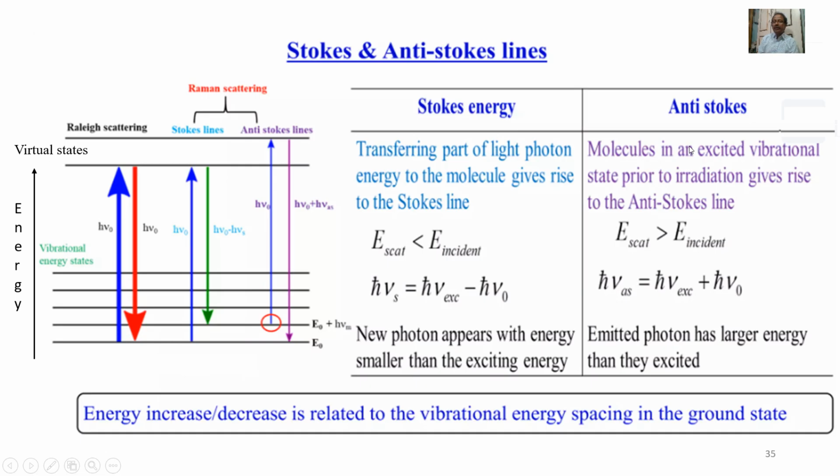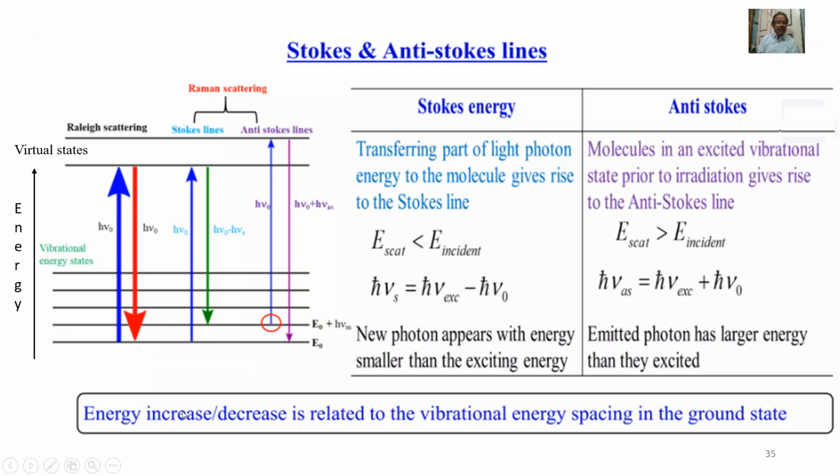Whereas in anti-Stokes scattering, the molecules in an excited vibrational state prior to the irradiation give rise to the anti-Stokes line. But here E scattering is greater than that of E incident. So we have h nu anti-Stokes line, which is equal to h nu excitation plus h nu naught. Here the emitted photon has larger energy than the exciting photon.